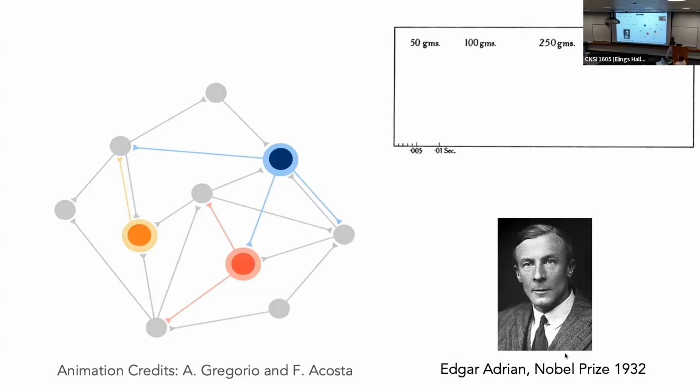Someone who gave a first answer to this question is Edgar Adrian, who won the Nobel Prize in 1932, and he designed an experiment that looks like this. So he took the leg of a dead frog, and in that leg, he recorded from one neuron. So he stuck an electrode to record from one neuron. That neuron was known to spike when the muscle of the frog was being stretched. And so he attached different weights to the muscle of the frog, from 50 grams all the way to 500 grams, to see how these neuron spiking trains will change when the muscle is stretched more or less.